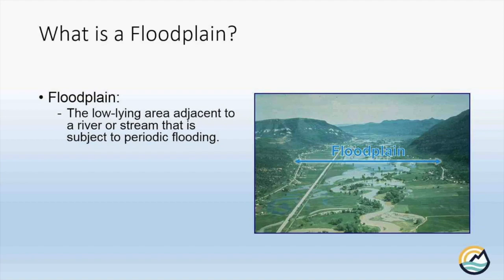Where does that other 98% of the water go? Well, it goes off into the floodplain. The floodplain really is kind of the relief valve that allows water to travel downstream without being constricted. It really is the overflow.